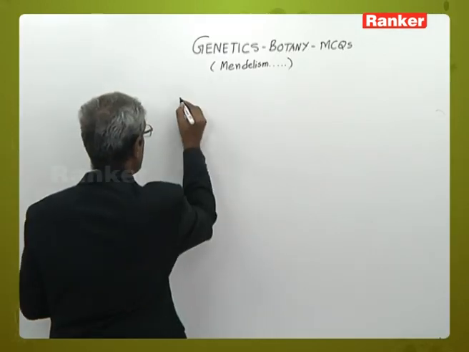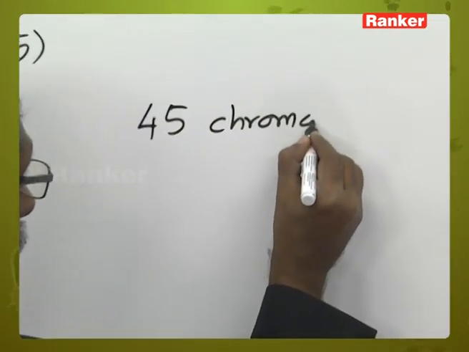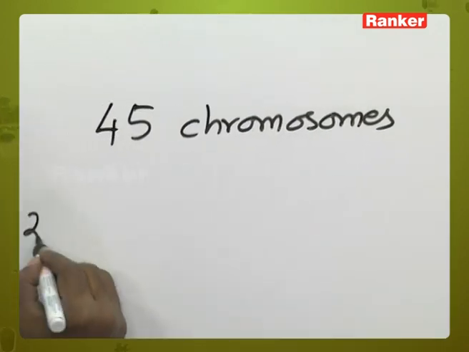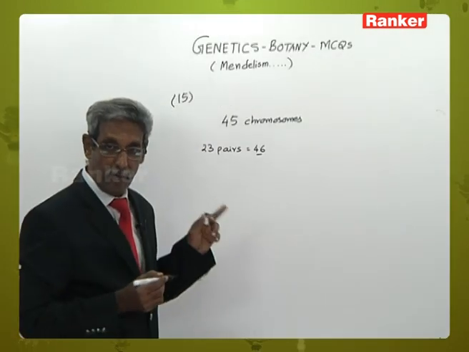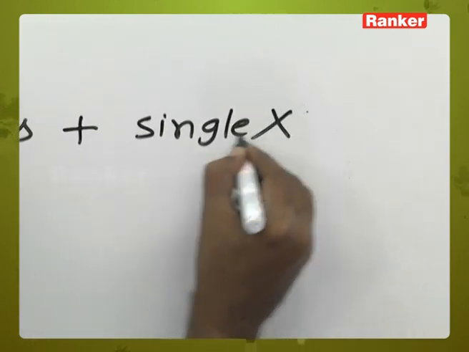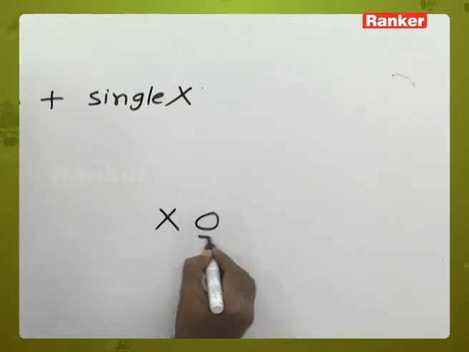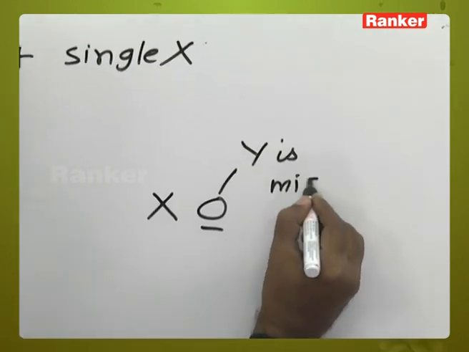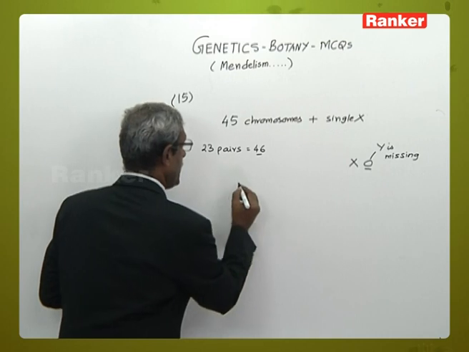Now we move to the 15th question. The 15th question says, in human beings, if we have 45 chromosomes, that is, we have 23 pairs of chromosomes, you should normally have 46, but if you get 45 chromosomes with a single X, or it could also be X and O, where O means Y is missing.